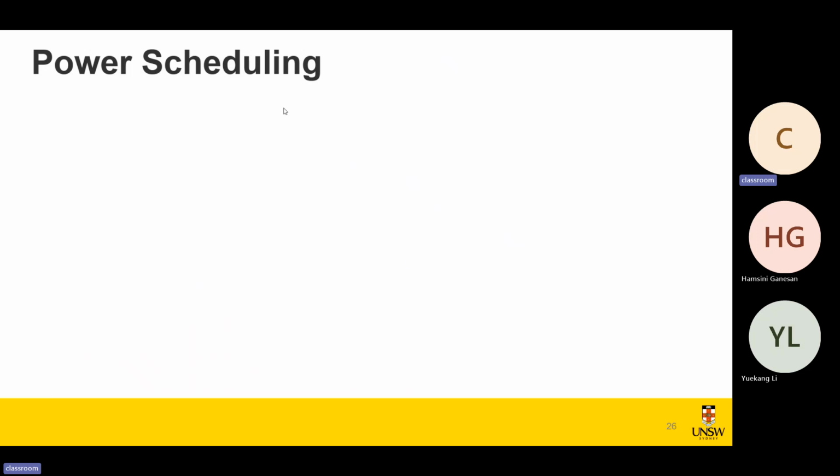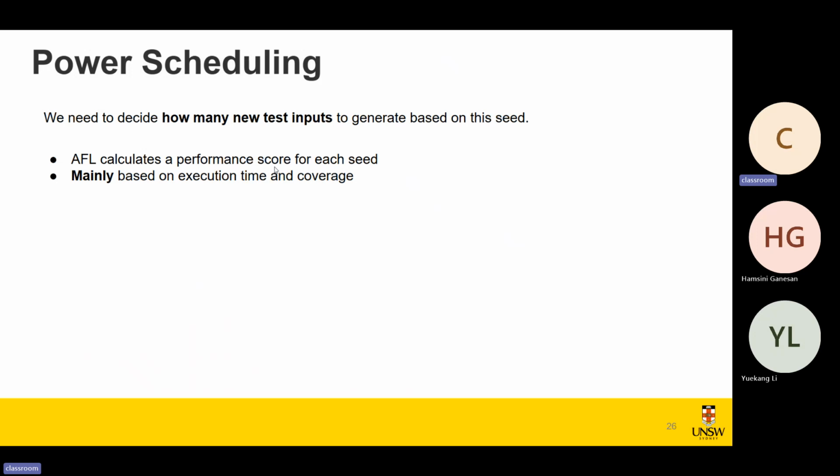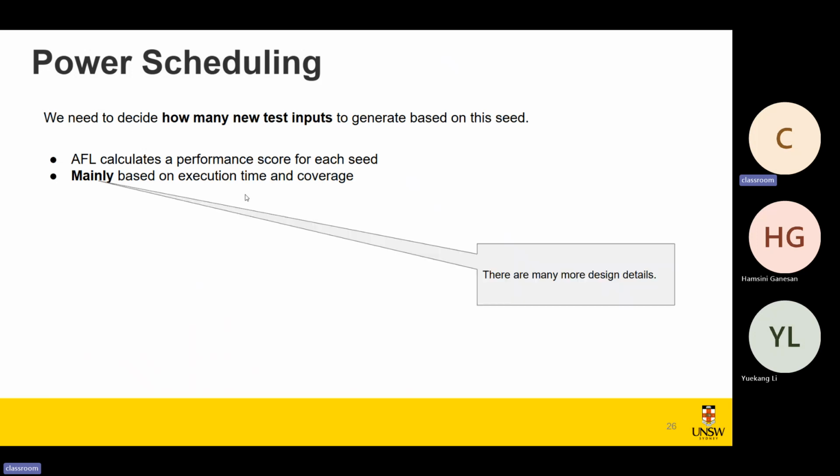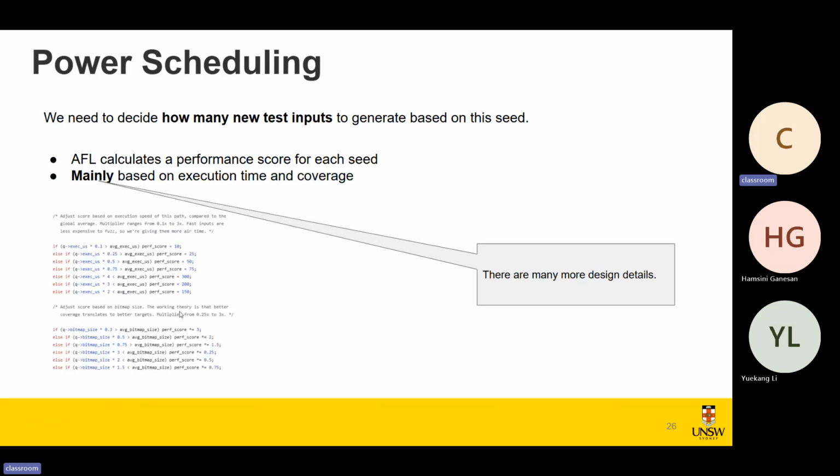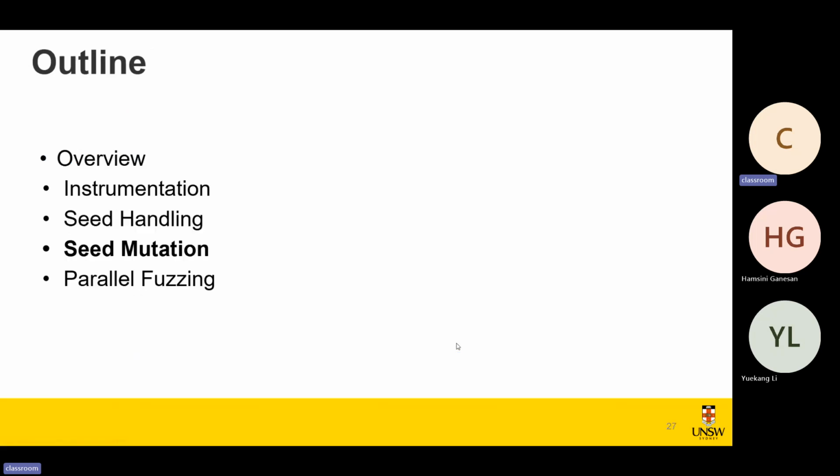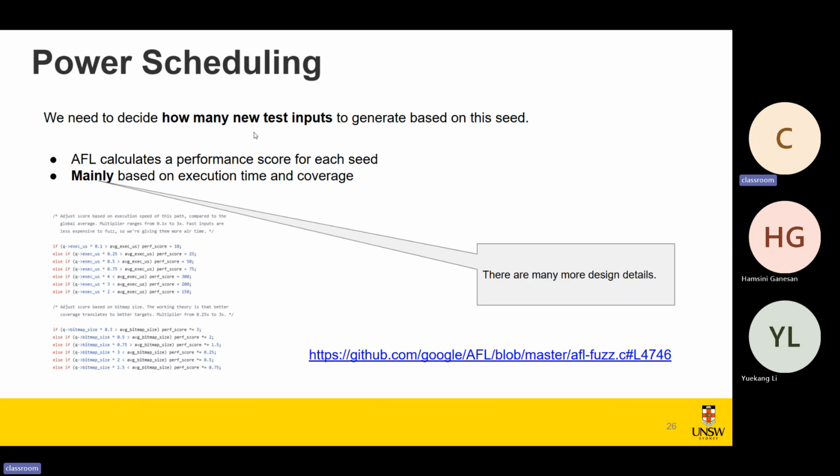And the second strategy we mentioned about seed handling is called power scheduling. And power scheduling is related to this. So once we have selected which seed to use, we should decide how many new test inputs we should create based on the selected seed, right? AFL does this with a mechanism called performance score. It calculates a performance score for each seed, and this performance score is mainly based on execution time and coverage. There are many more design details other than these, and this is how it calculates if you have a look at the code. Basically, a seed with a higher score will be given more chance to generate new test inputs.